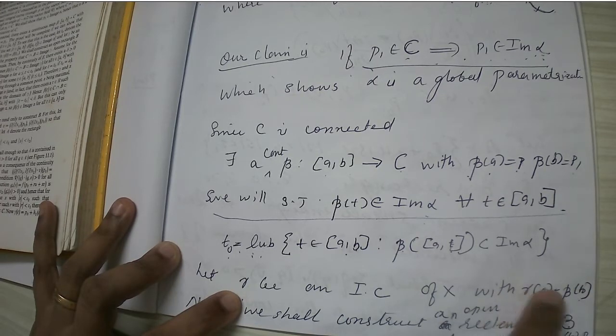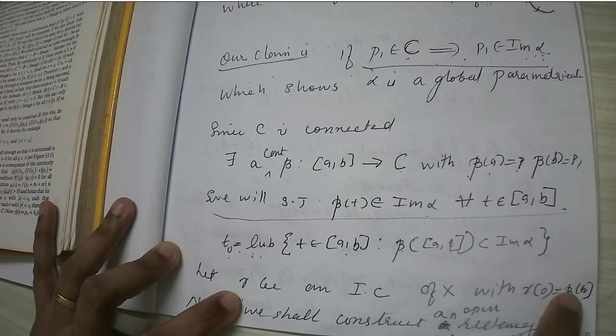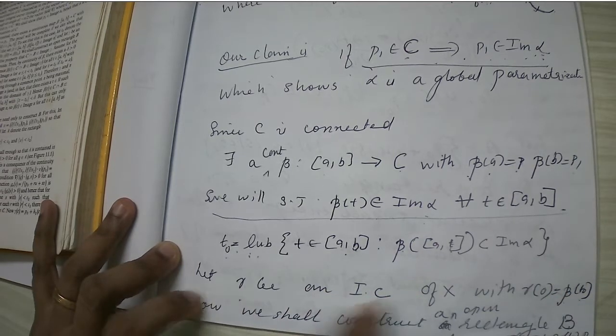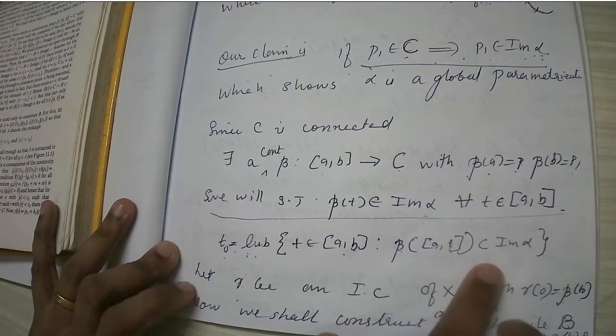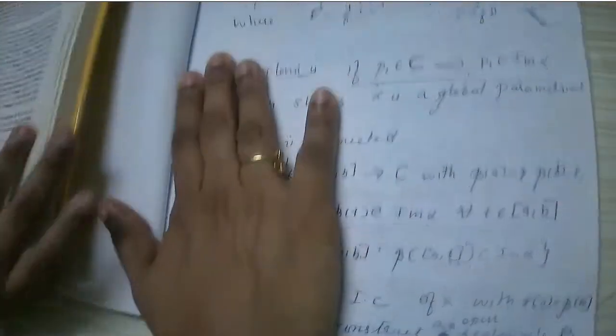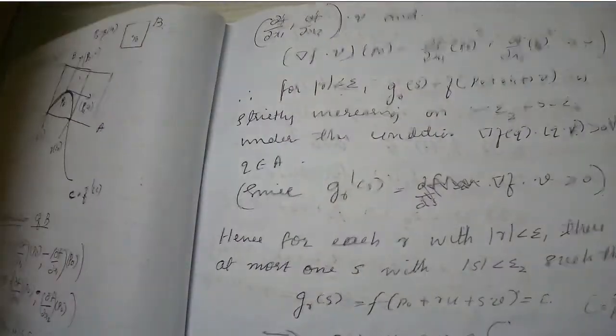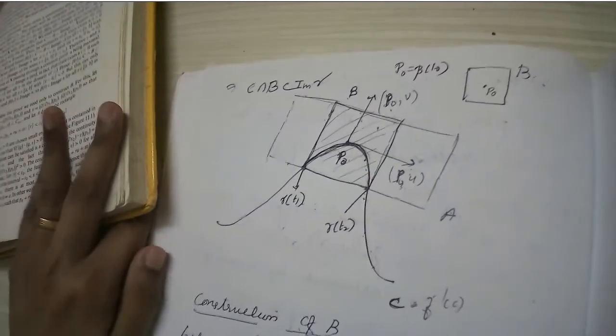And gamma of 0 will come as that point P naught by the definition of the integral curves. Okay, then about that point we have constructed the rectangle B. About that point we have constructed the rectangle. This was the rectangle we have constructed.